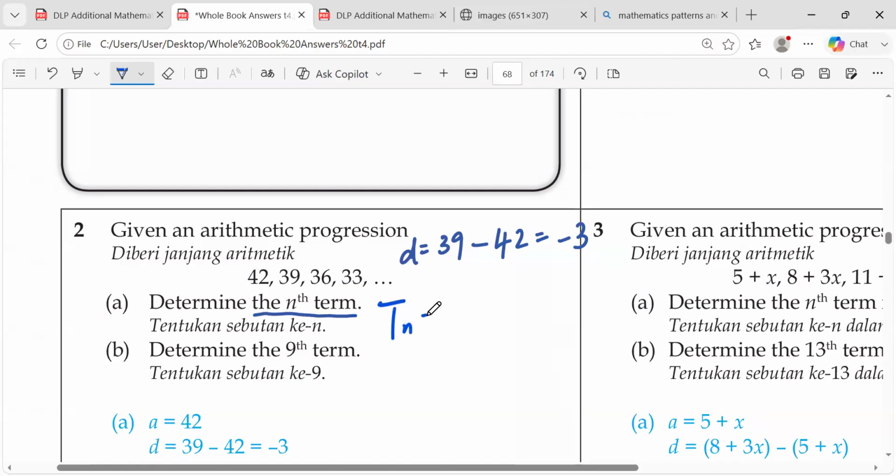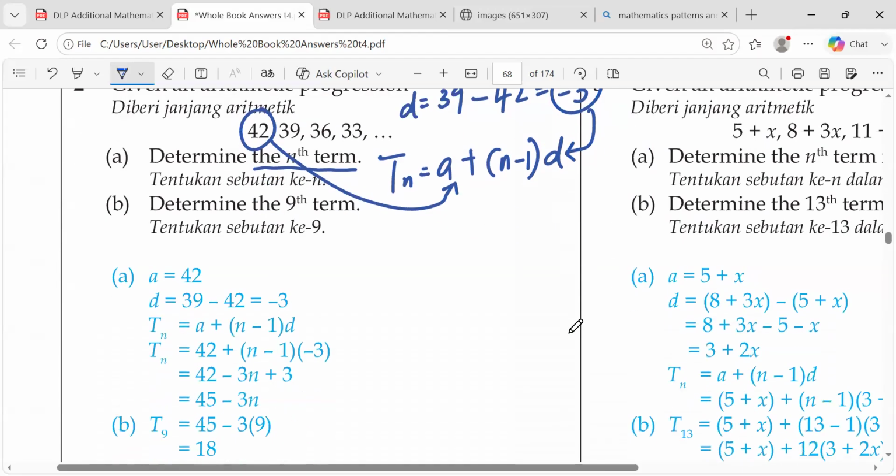So we have to memorize the formula you have learned just now, and then you just substitute A, the first term, in here, and the D inside. Okay, so I get this one. And then expand it. Negative 1 times negative 3, I get this one. So I get T, the nth term.